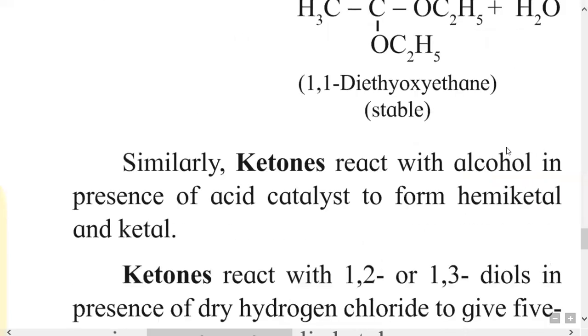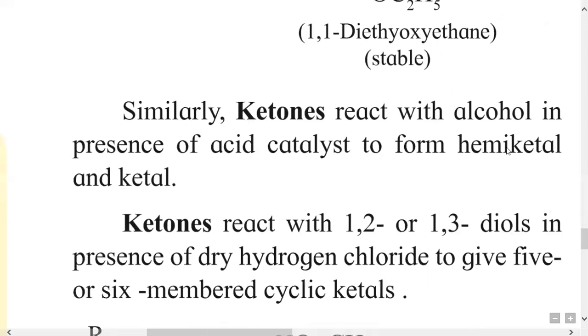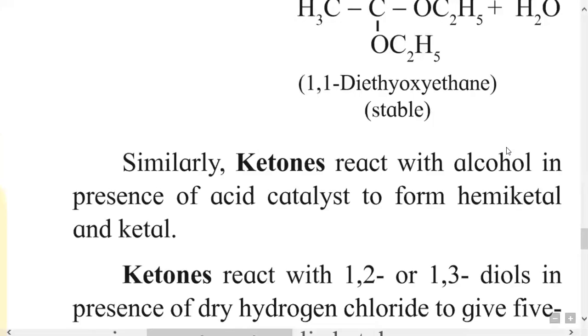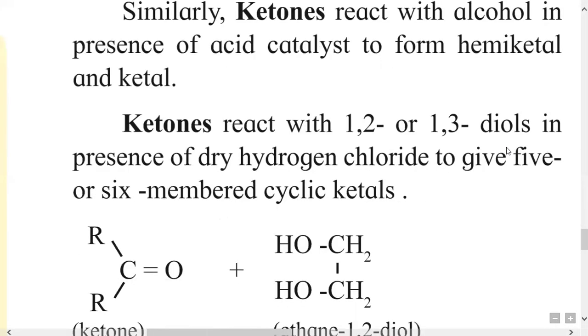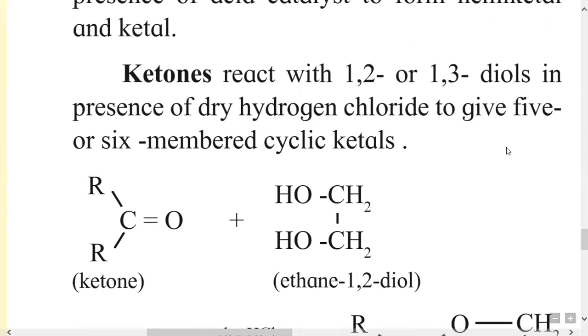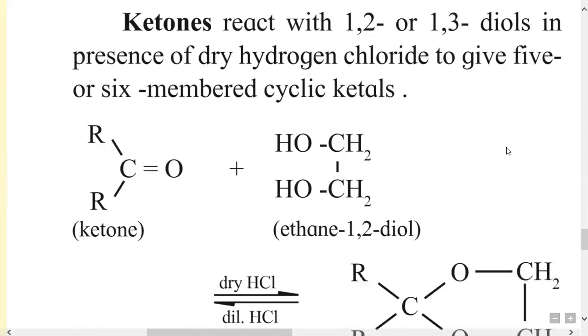Similarly, a ketone reacts with alcohol in the presence of an acid catalyst and forms a hemiketal and ketal. Similar to the aldehyde, that is hemiacetal and acetal, the ketone forms first the hemiketal and then the ketal as a product. So a ketone reacts with 1,2 or 1,3 diols in the presence of dry hydrogen chloride to give a 5 or 6 membered cyclic ketal.